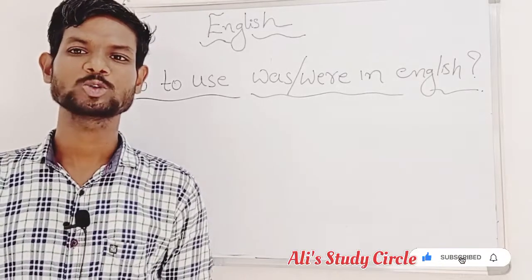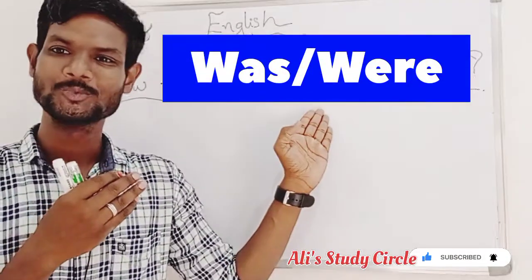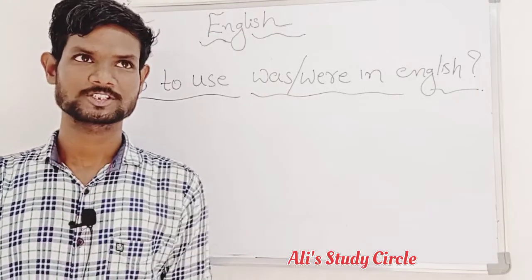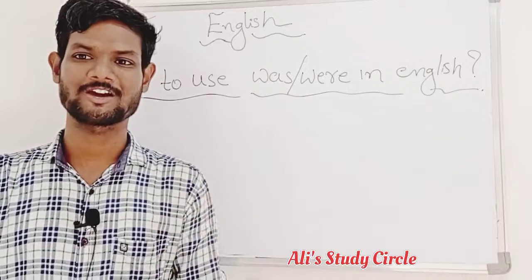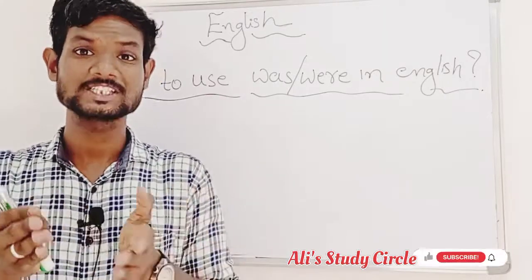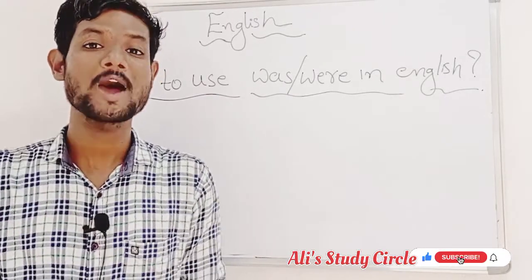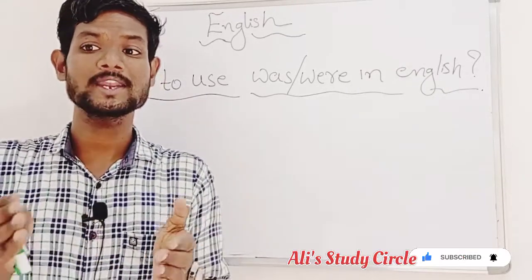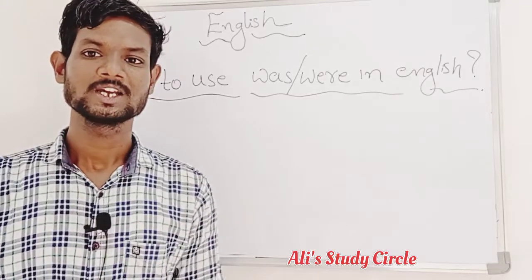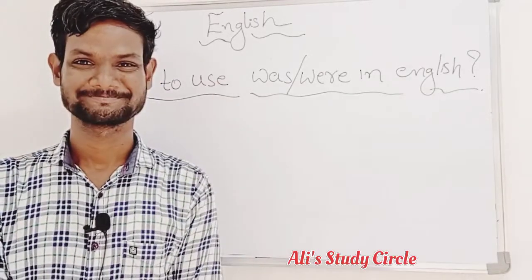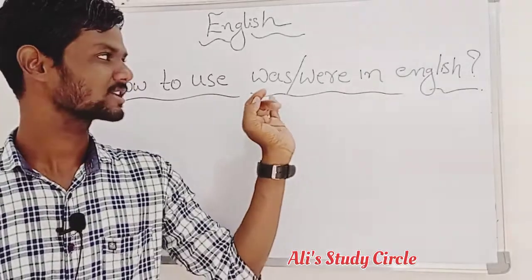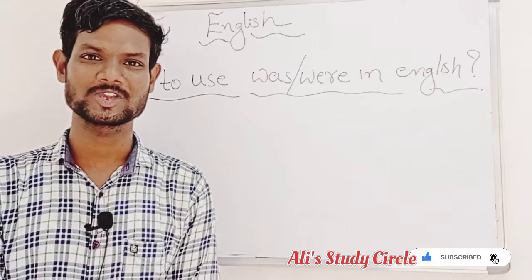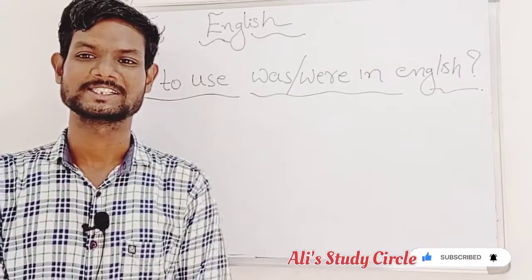Let's learn how to use was and were in the sentence. First we can start by answering these questions. What are was and were, and when can you use these verbs? Our helping verbs was and were, when exactly do we have to use them in the English language and in our sentences?